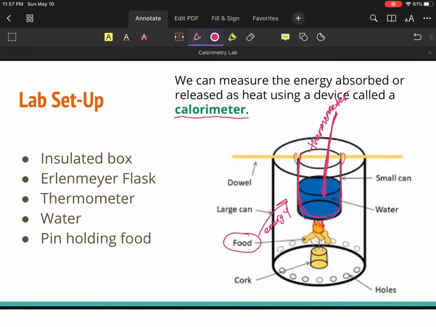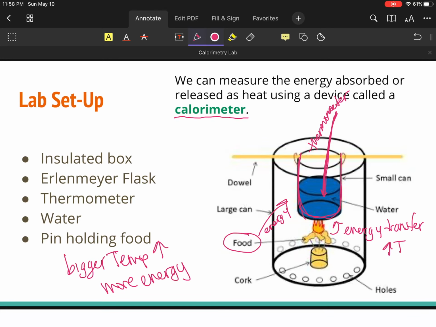So what we're doing is this way, any energy that's contained inside this food, while it's burning, is actually going to transfer into our water. Okay, so when we see that energy transfer, we're going to see some type of temperature increase in our water. So the bigger the temperature increase, the more energy that's being transferred. So that means the more energy that's in the food.